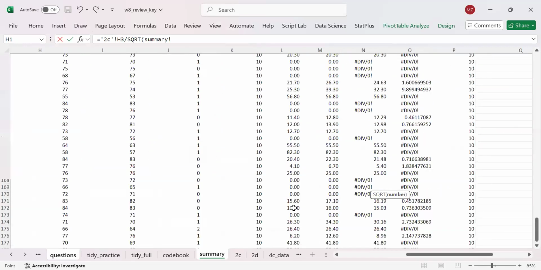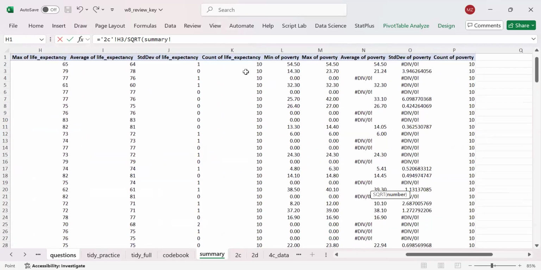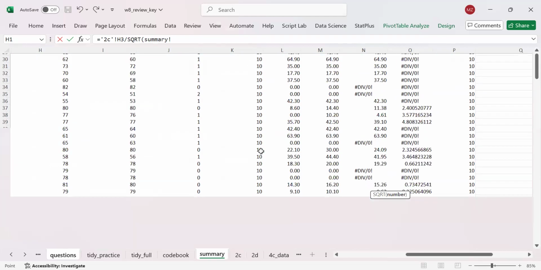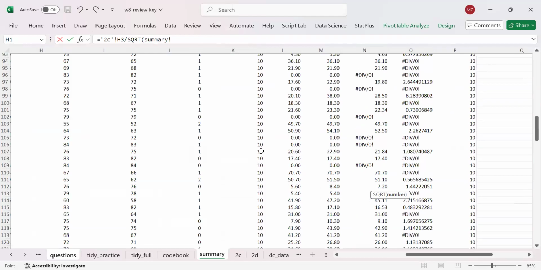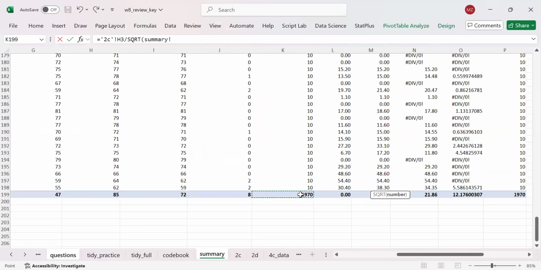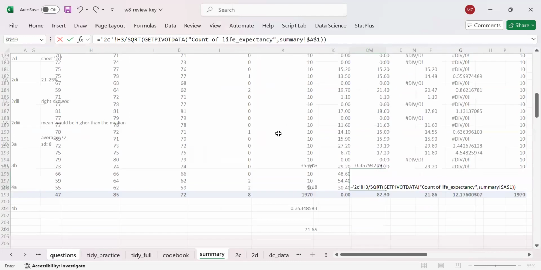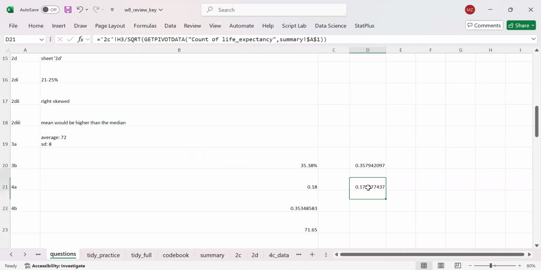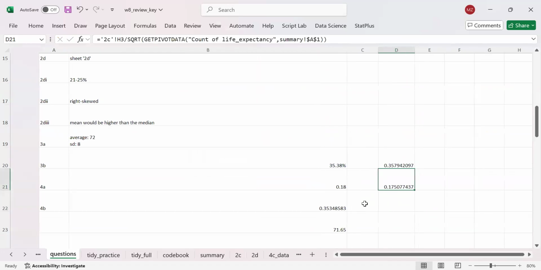So the total count of average life expectancy, you can have this. We created the summary sheet. So for average life expectancy, the total count is 19,1970 values, right? So we can just pick that, and that would give you the standard error. So this would be the standard error.